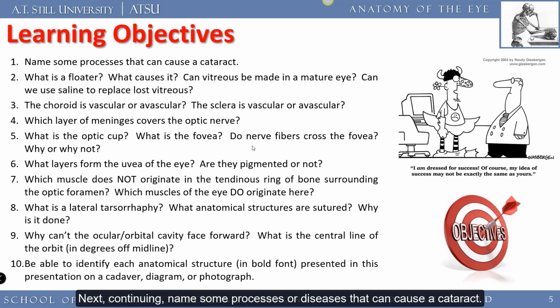Next, continuing, name some processes or diseases that can cause a cataract. Next, what is a floater and what causes it? Can vitreous be made in a mature eye? Can we use saline to replace lost vitreous? I have a YouTube video in here that explains what a floater is.